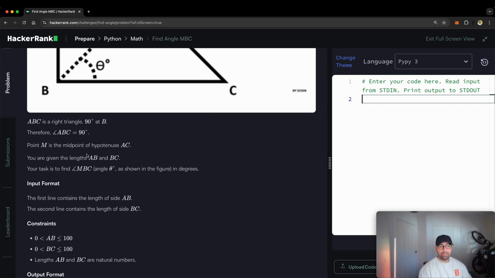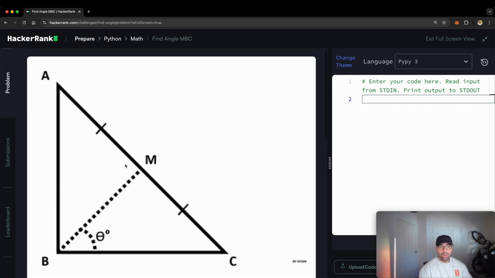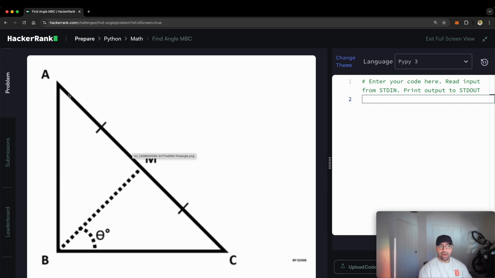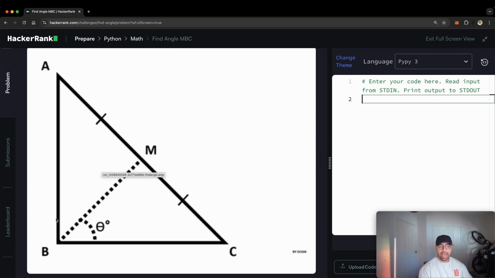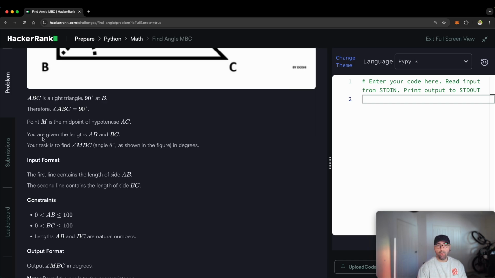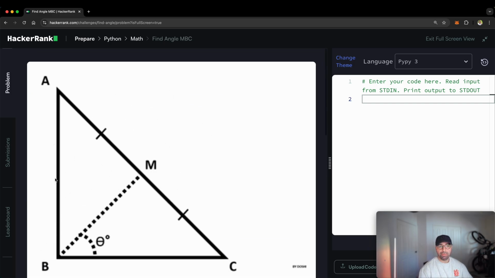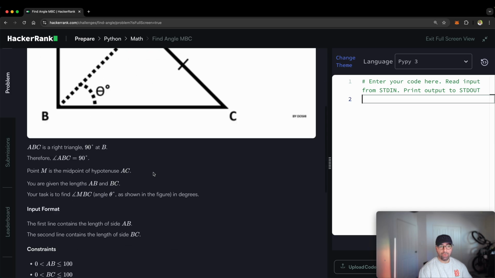Point M is the midpoint of hypotenuse AC. So this is the middle point of this hypotenuse AC. If you don't know what a hypotenuse is, that is the side of the triangle that is opposite the right angle. Because B is the right angle and AC sits right in front of it, that is called a hypotenuse. And point M is the middle of this hypotenuse in the ABC triangle.